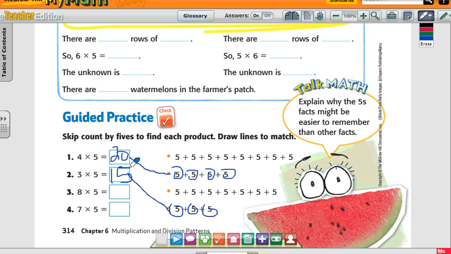Number 3, it has 8 fives. The top one, you're right. So 8 times 5 is going to be? 40. How do I know that? Well, 5, 10, 15, 20, 25, 30, 35, 40. And obviously number 4 is the third one because I have 5, 10, 15, 20, 25, 30, 35.